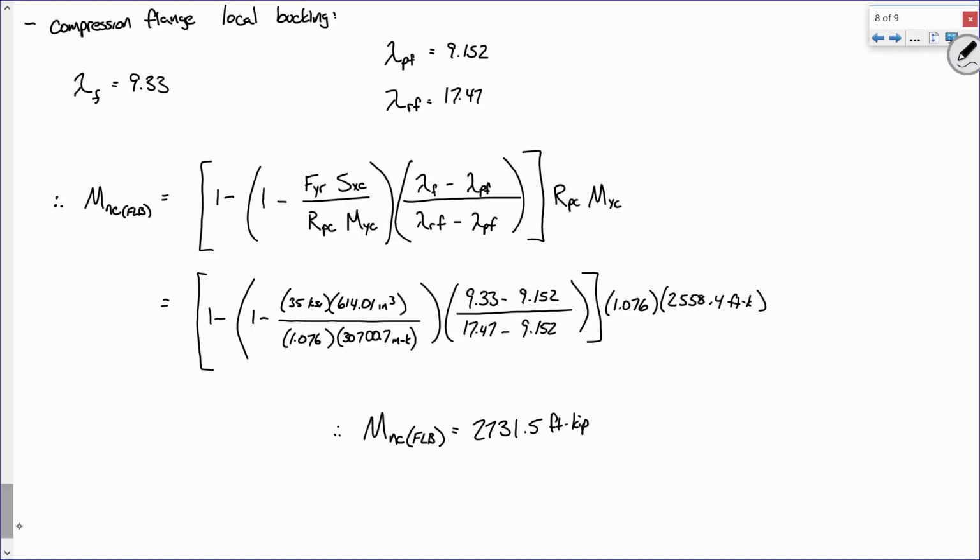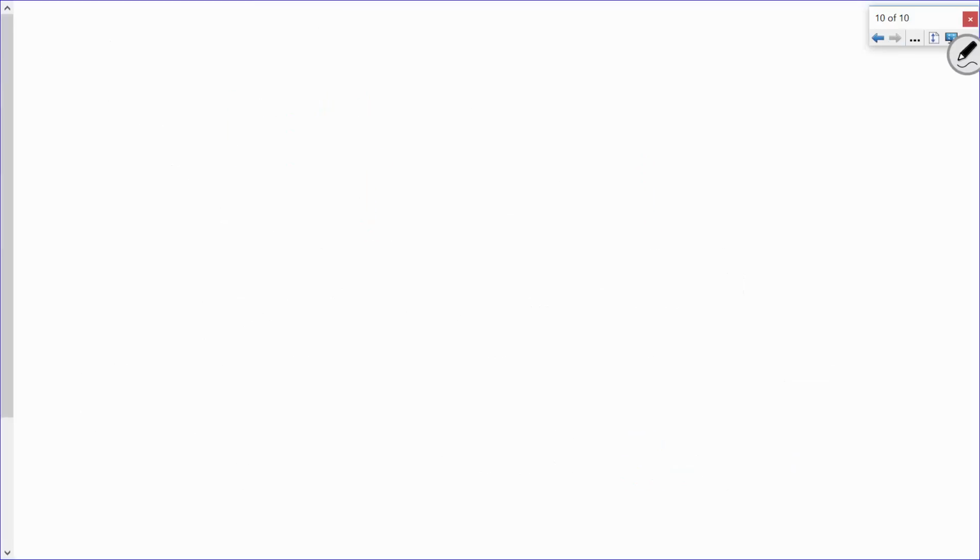All right. So let me go ahead. I need a new sheet just because it's starting to cut out on me. Okay. So last one, we need compression flange LTB capacity. Now here's what we do here, okay? We need the unbraced length, which, what is the unbraced length? That's the cross frame spacing, right? Anybody remember what that was?